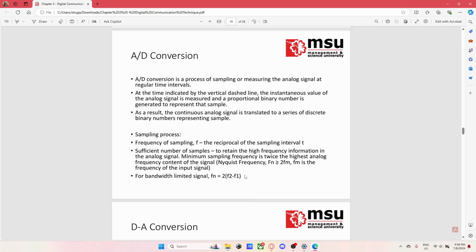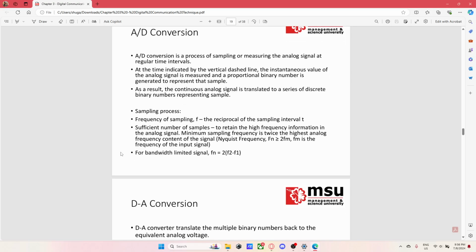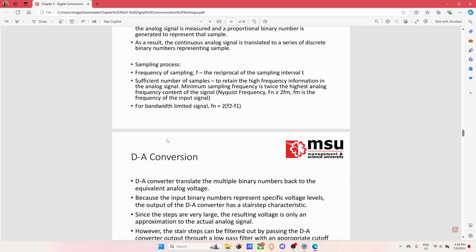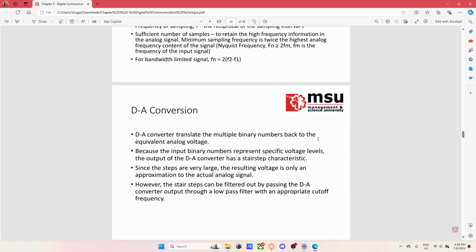Same goes for AM and FM. We still have frequency, a modulated frequency. For the bandwidth, it is still a limited signal, with bandwidth equal to 2 times (f2 minus f1).